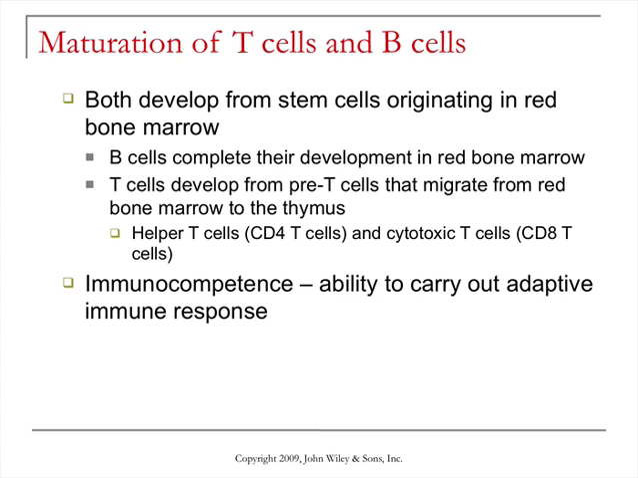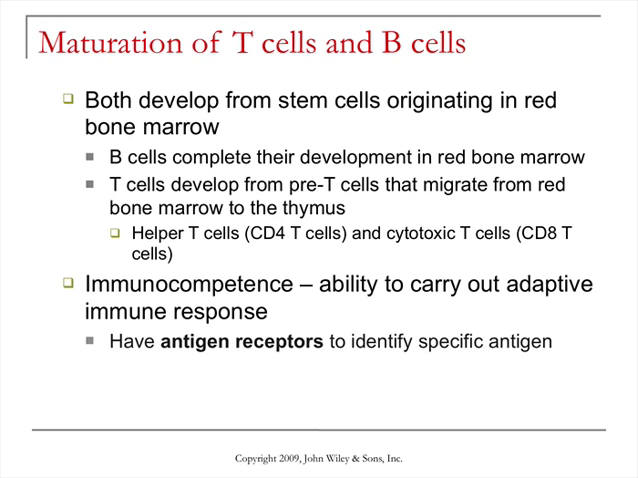Immunocompetence, as just mentioned, is the ability to carry out adaptive immune responses. And in order to do this, B cells and T cells have on their surface proteins known as antigen receptors. These are the receptors that will identify, that is, recognize a specific antigen.